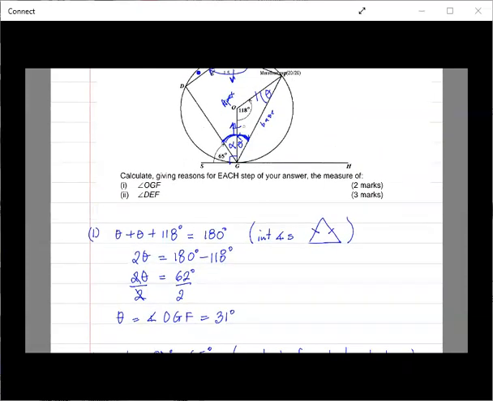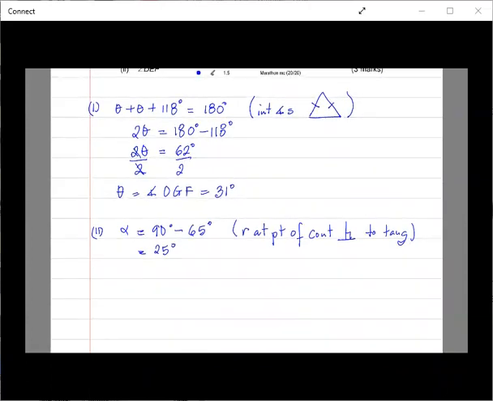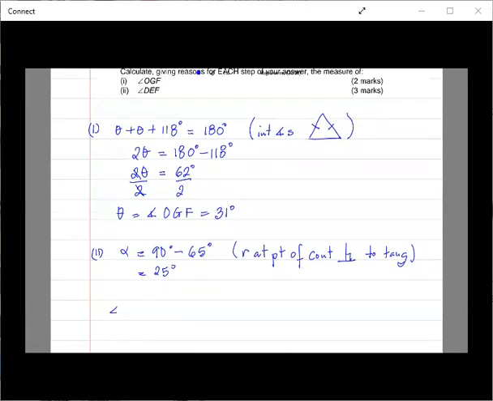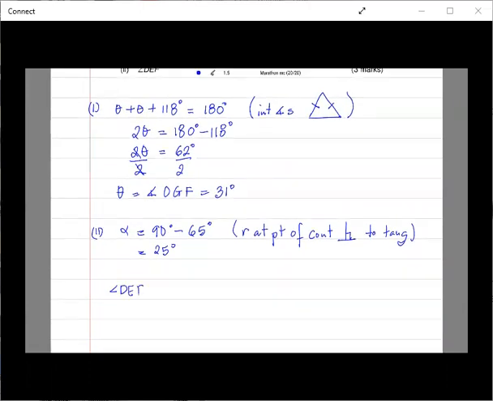So these two angles are now 31, sorry. So this is 31, and this is 25. So the entire angle there, angle FGD, or I could go straight for the answer. That's angle DEF, yeah, DEF would be equal to 180 minus 25 plus 31. And the reason for that is that they're opposite angles of a cyclic quadrilateral. They're opposite angles of a cyclic quadrilateral.